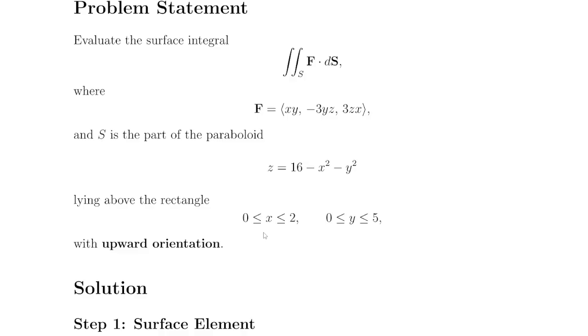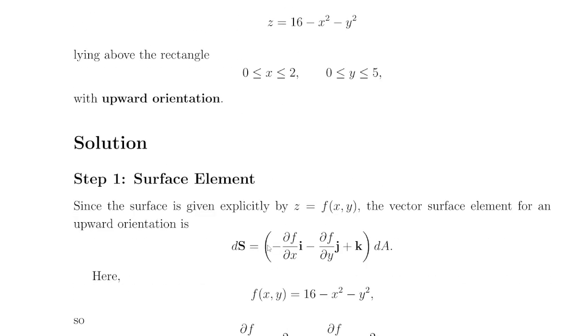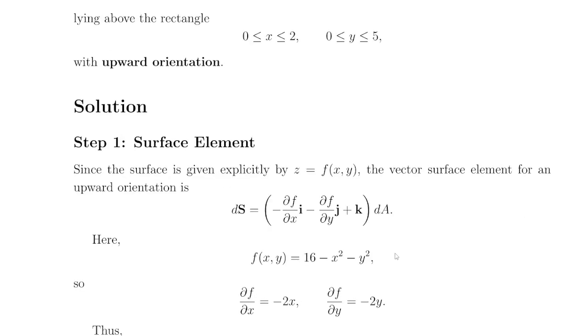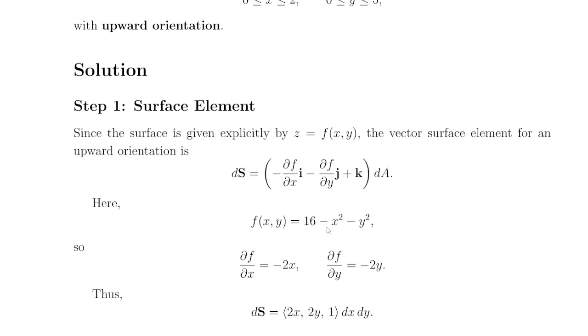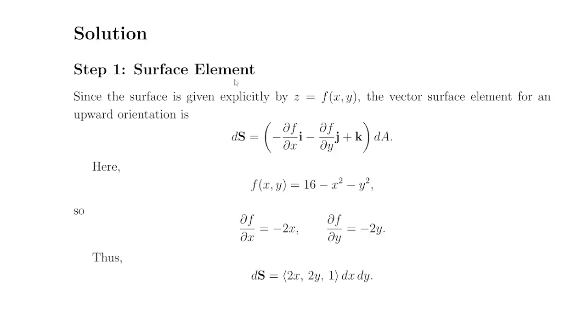So first, let's calculate the surface element. That's going to be given to us as negative partial f with respect to x i minus partial f with respect to y j plus k dA. Now f is 16 minus x squared minus y squared. We take the partial with respect to x as negative 2x, and the partial with respect to y as negative 2y. So plug it in here. The negatives are going to cancel. We have 2x, 2y, 1, and then dx dy.